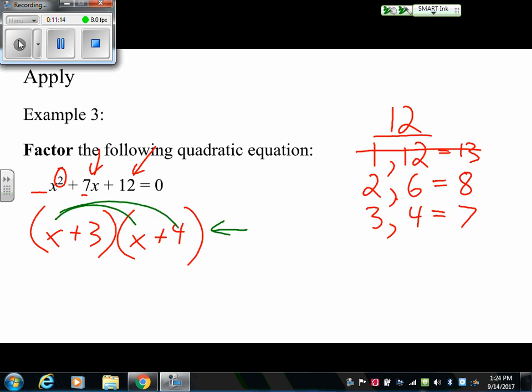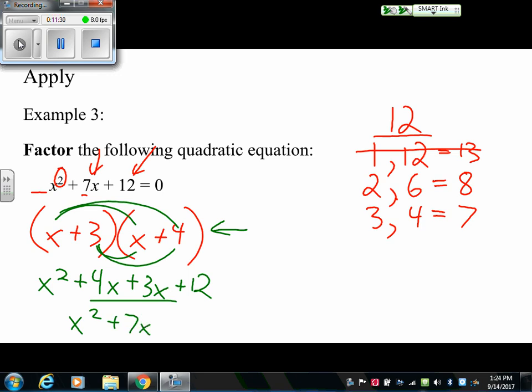Go ahead and distribute. x times x gives me x squared. x times 4 gives me 4x. My inner terms are going to be 3x. And then my last terms are the 3 times the 4, and I get 12. I can combine these like terms here to get me x squared plus 7x plus 12. And that is the exact same thing we started with. Now, the one thing I forgot to mention is because this is an equation, we should have an equal sign at the end of all of these. But you don't need to worry about that for now. We're just adding that on. All right, and that is factorizing.